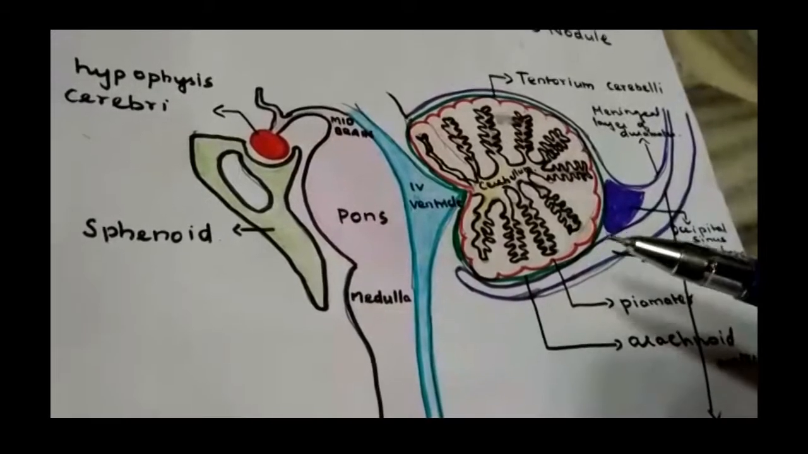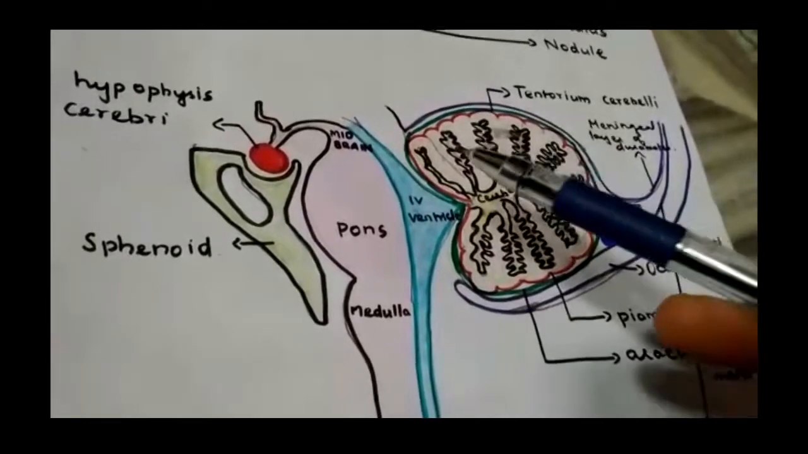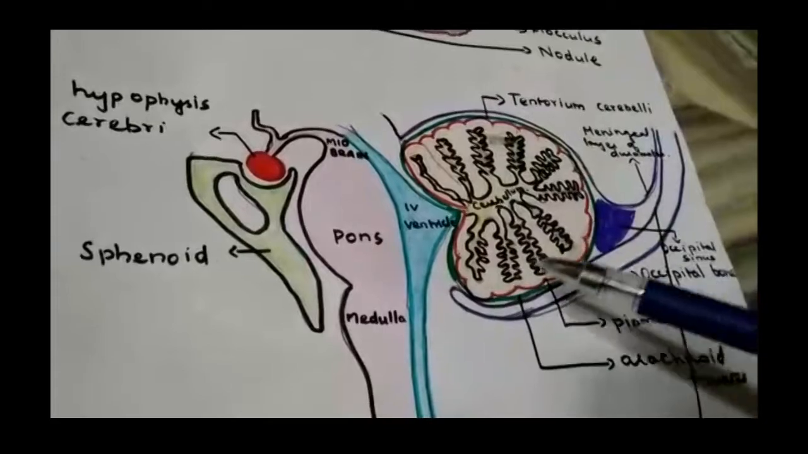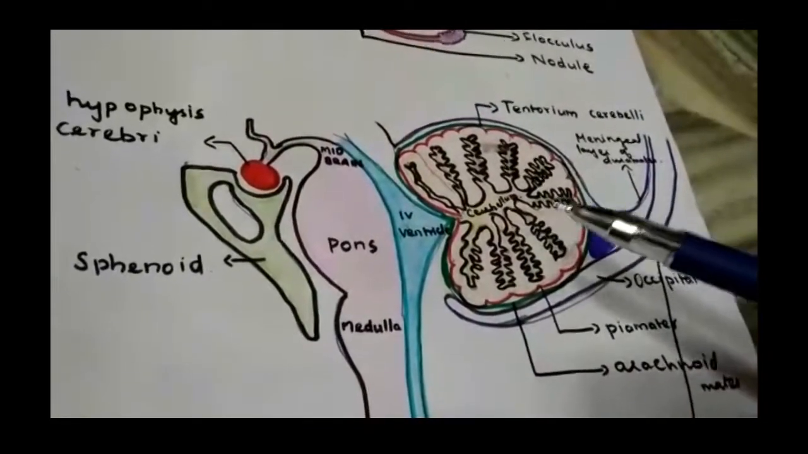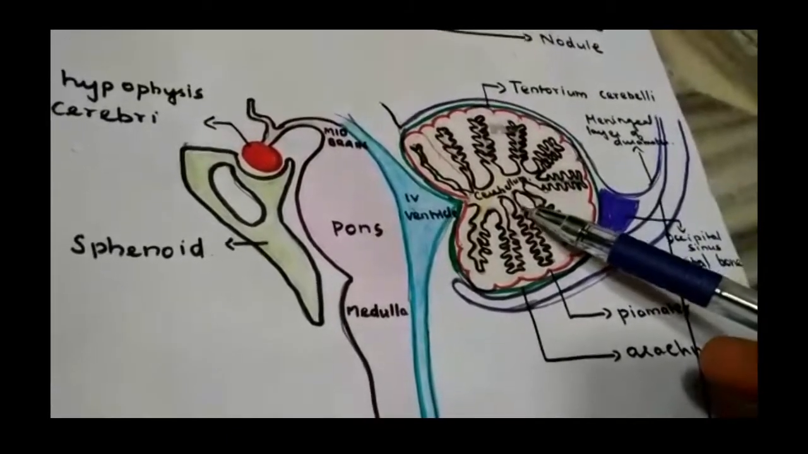So today we shall see about the cerebellum. The cerebellum is the largest part of the hindbrain. What are the structures which come under the hindbrain? They are the cerebellum, pons and the medulla oblongata.